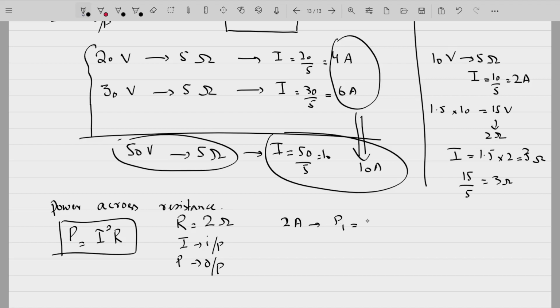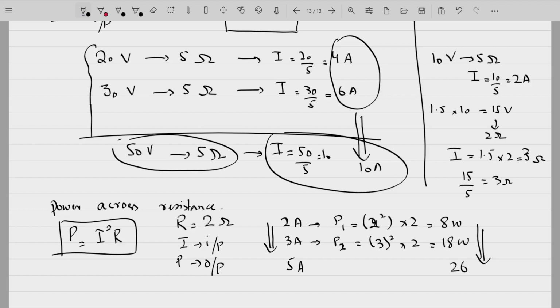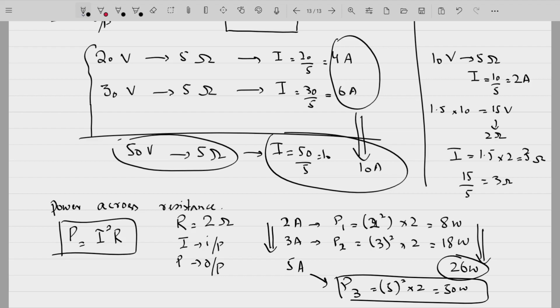P1 will be equal to 2 square into resistance, which is also 2. That means 4 into 2, that means 8 watts. For, say for example, 3 amperes, P2 will be equal to 3 square into 2, that is 9 into 2, 18 watts. So if the linearity principle had to hold true, that means for 5 amperes the total power should have been 8 plus 18, that is 26 watts. Fine. But what we see with 5 amperes is P3 will be 5 square into 2, that is 25 into 2, that is 50 watts. So P3 is not equal to this, it does not hold additivity.